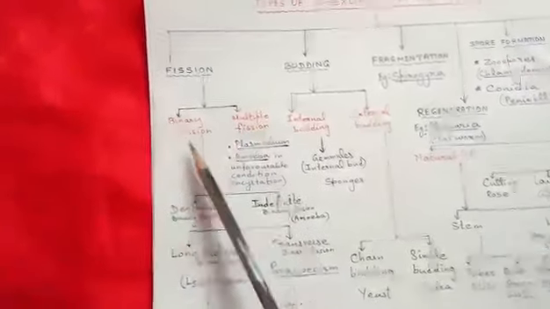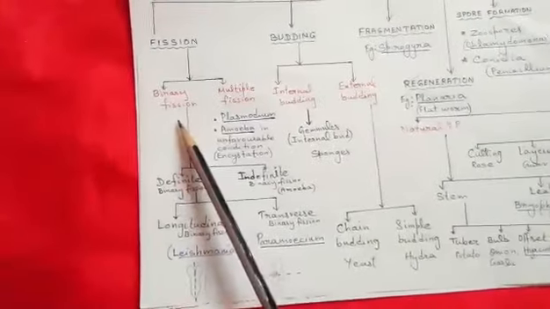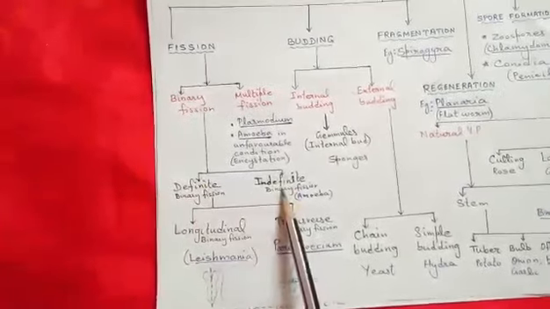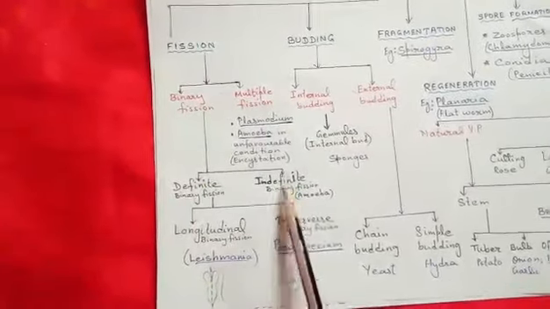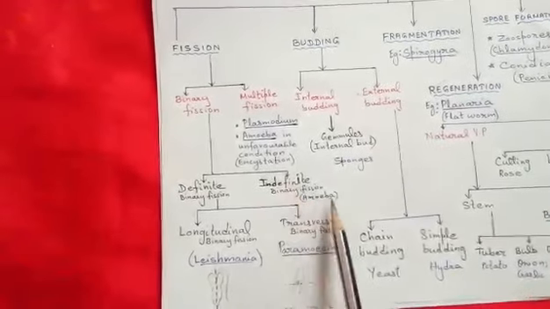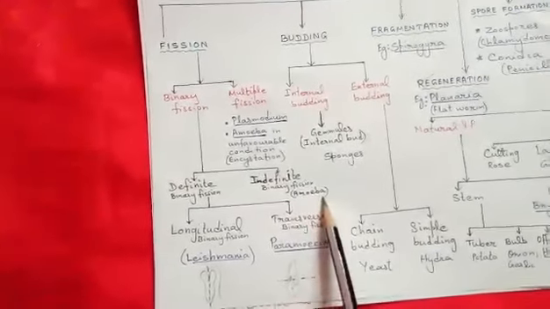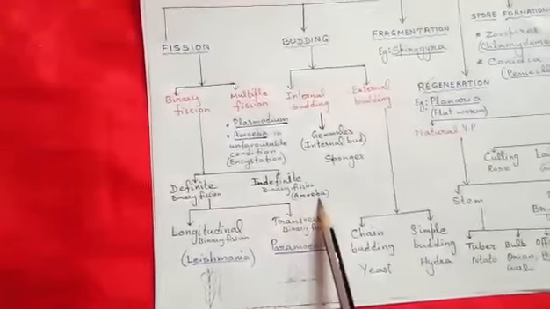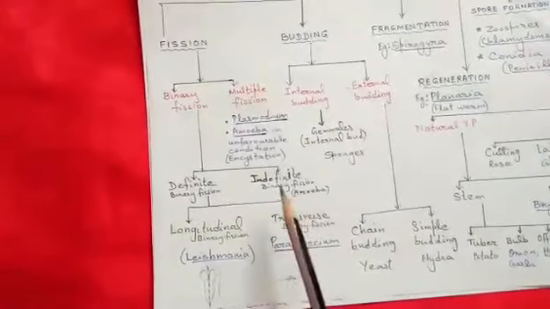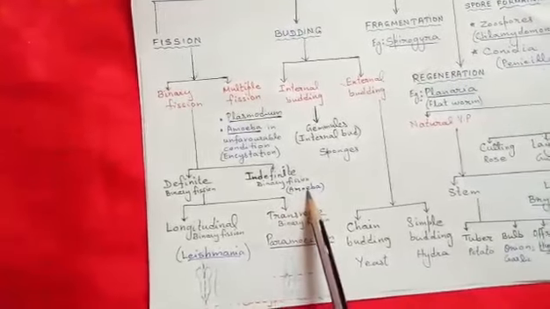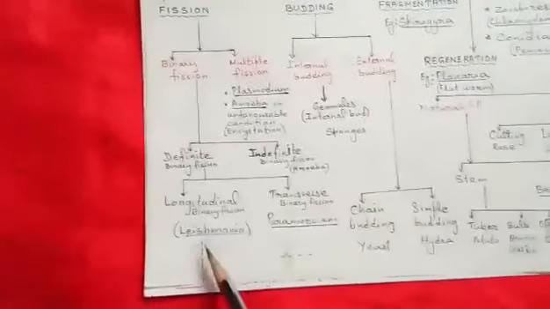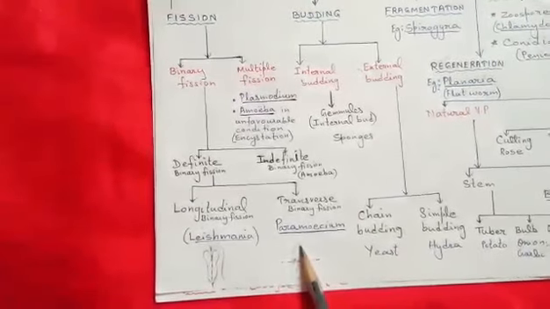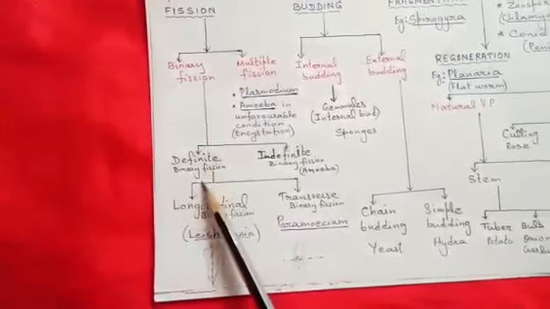Now let us come to binary fission, where you can see 2 types of binary fission, definite and indefinite binary fission. You can see the indefinite binary fission, where the example is amoeba, which has no definite body shape. Thus, it comes under indefinite binary fission. But those having definite body shapes like Leishmania or Paramecium are under definite binary fission.